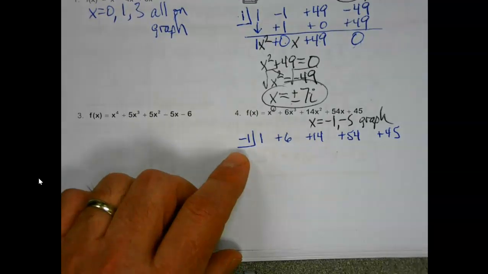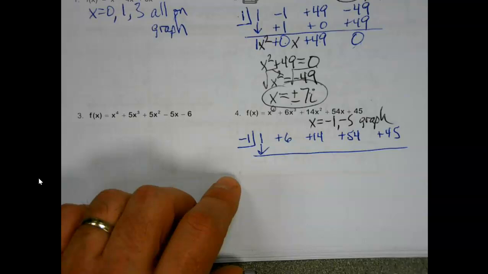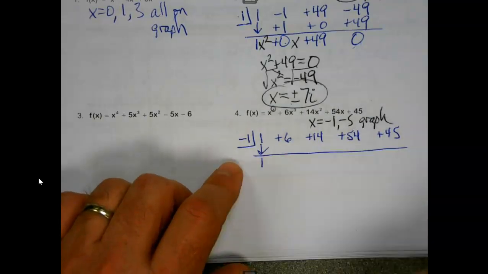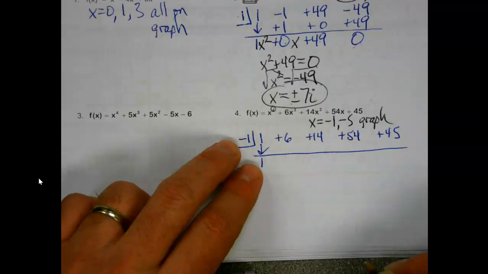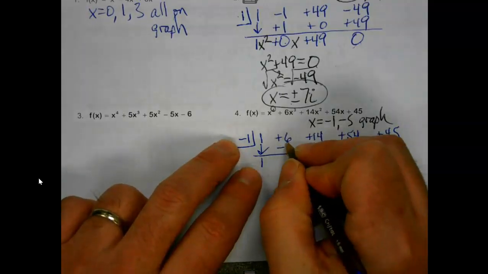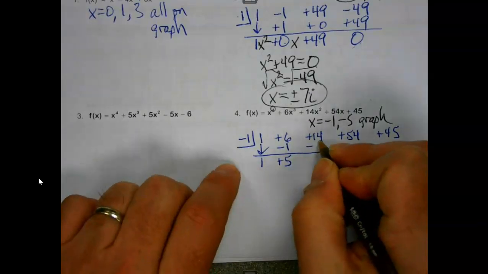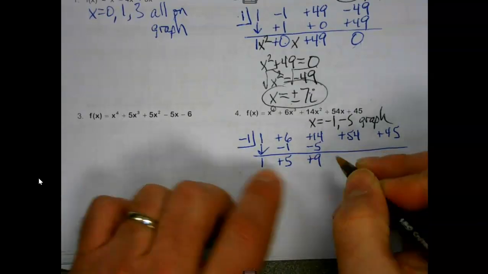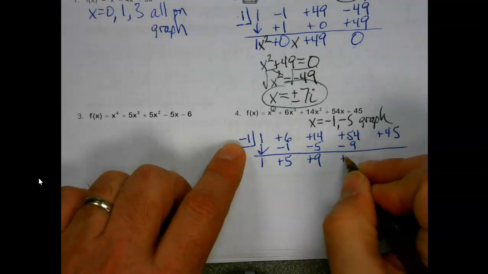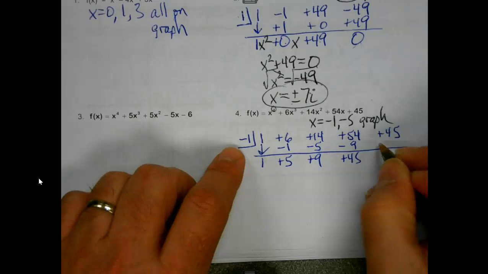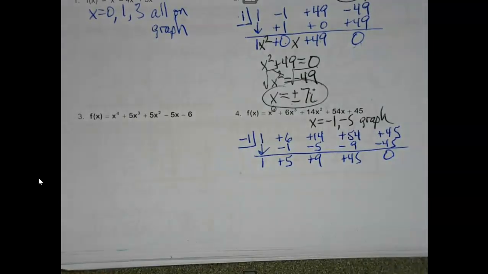Make sure we get all of our coefficients ready to go here. I'm going to write a little smaller. Pull that first term down. Multiply by what's in the box. Add down. Multiply what's in the box. Add down. Multiply by what's in the box. Add down. In the moment of truth, there's our 0. That's good.